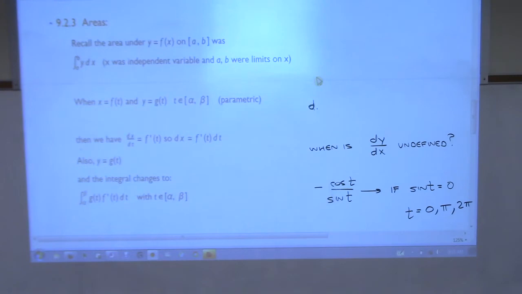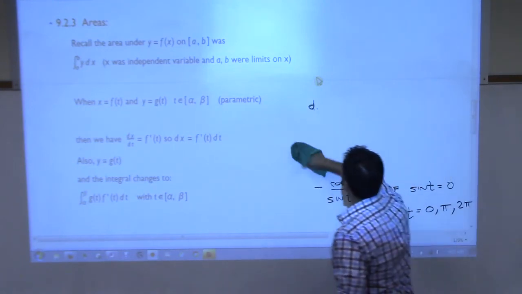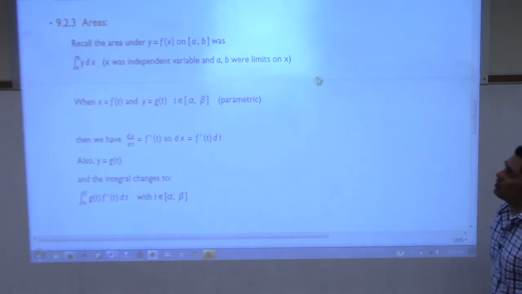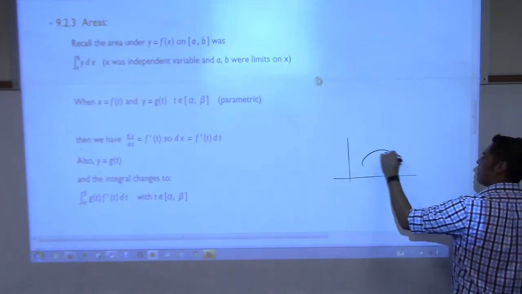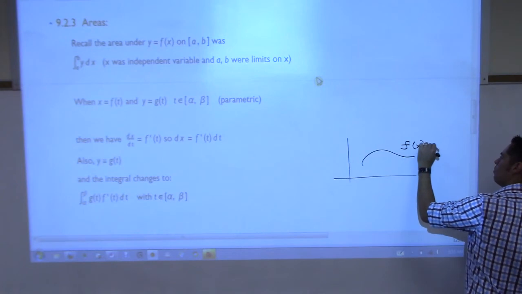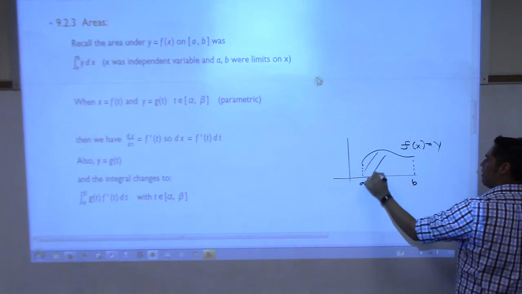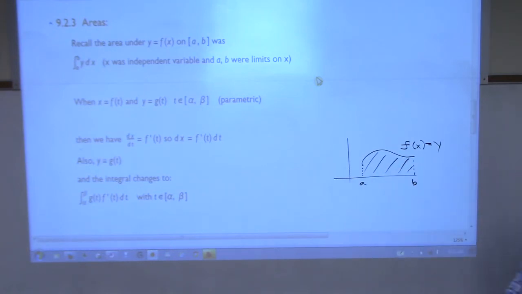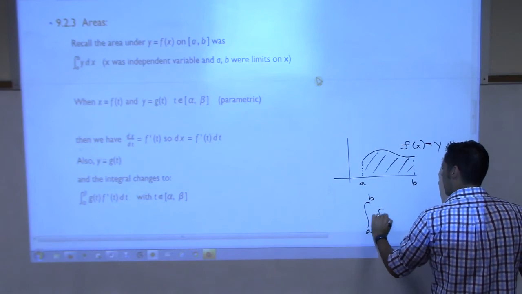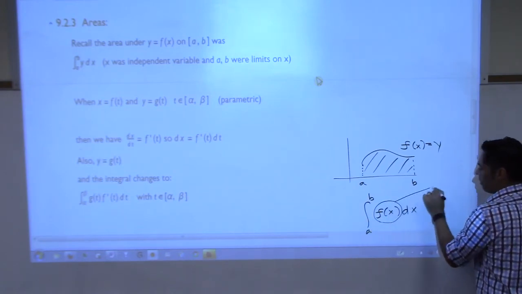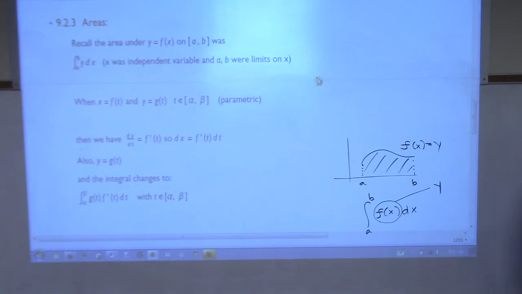Let's move on to areas. Now you have all this in front of you, so I'm just going to leave this in small font. Remember that when we were doing integrals, areas under curves, we had y equal to some function of x. We cut this thing off between a and b, and we were trying to find this area. And it turned out to be the integral from a to b of f of x dx, right? That's our integral. Now remember, f of x is really just what? y, right? That's just y.